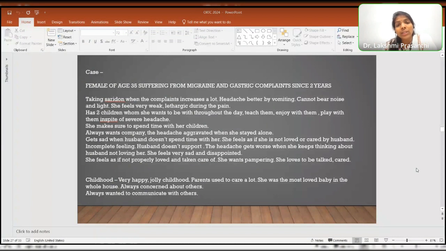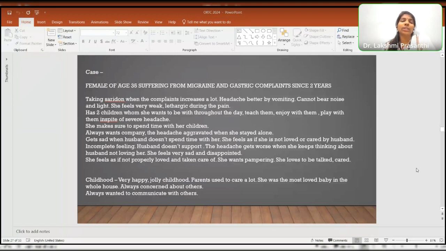The childhood history was basically that she was a very happy, jolly kid. Her parents used to care for her a lot. She was the most lovely, sweet baby of the whole house, and always was concerned about others. She used to take care of each and everyone. She was very good and very kind to everyone, because she just loved it. There was no other intention. She used to love it, and always preferred to communicate a lot. So this was the case.